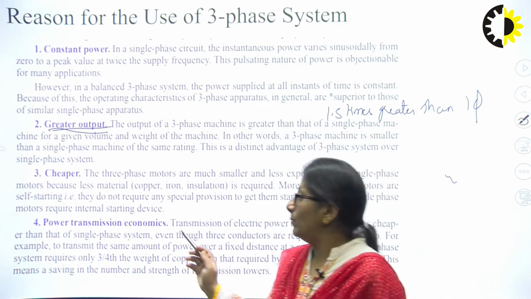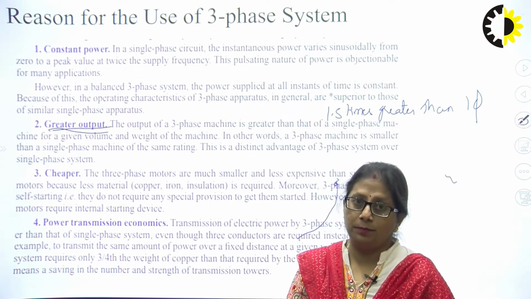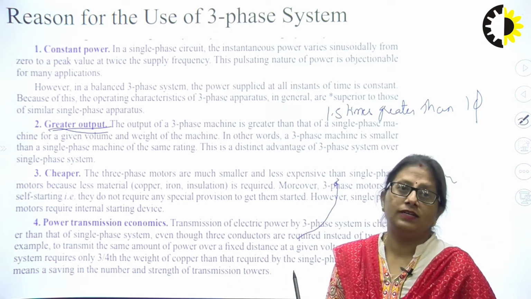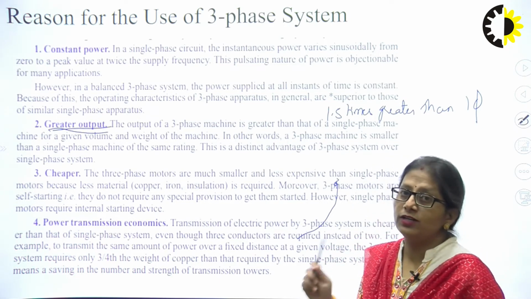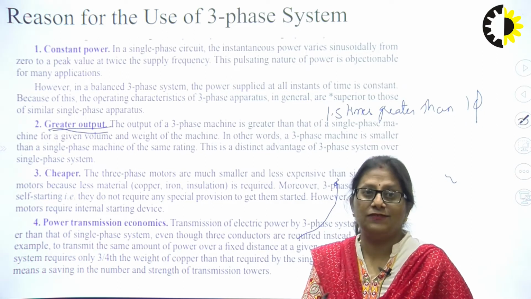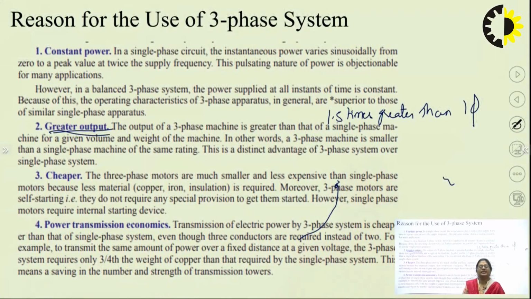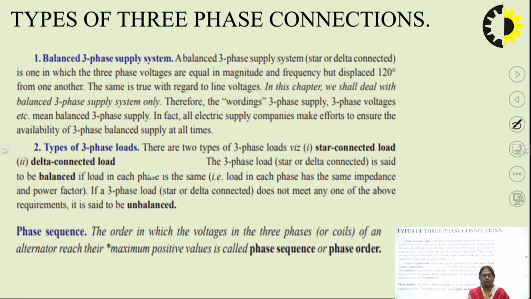Another one, power transmission economics. If you see, the transmission of electric power by a 3-phase system is cheaper compared to a single phase system, even though the conductors required for a 3-phase system are 3 and for a single phase it is 2, right? So that is the power transmission economics. These are the certain uses, or I must say the advantages of the 3-phase system, which make it much more readily usable compared to a single phase system and other multi-phase systems, right?